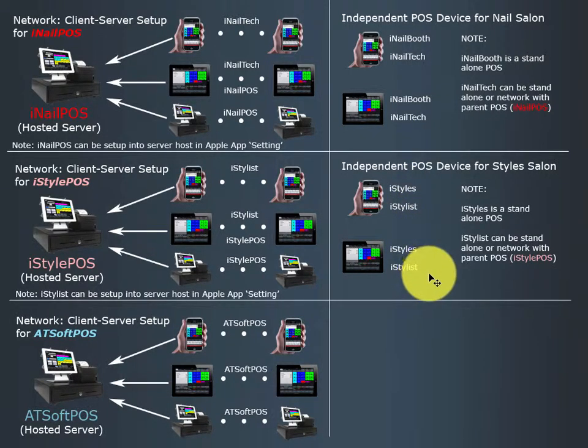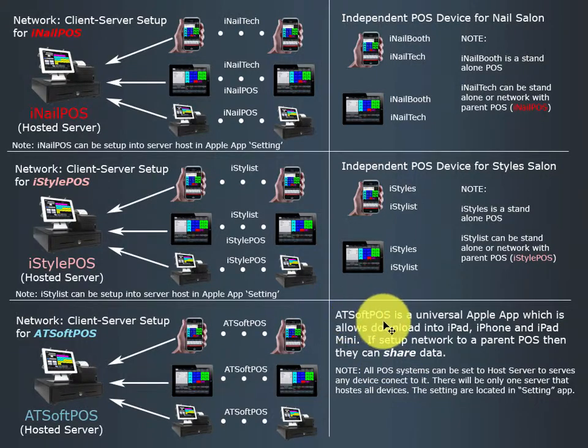In the Stylish Salon, we have iStars and iStylish. iStars on iPad, iStylish on iPad. And iStars, again, is a standalone point of sale system. iStars can be standalone or networked with the parent POS, which is iStar POS.